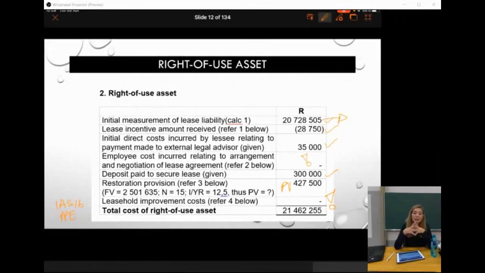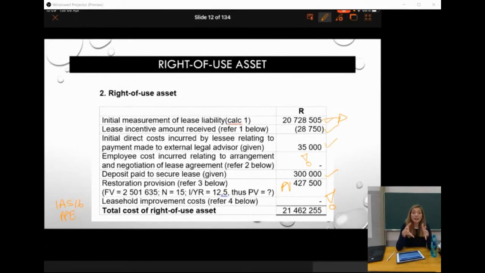And that is a normal IAS 16 PPE asset. That has nothing to do with the lessor. The lessor does not care about whether I have open plan offices or separate offices. It's nothing to do with the lease agreement. So that's our own assets that we put into place in that building and that we are going to use.